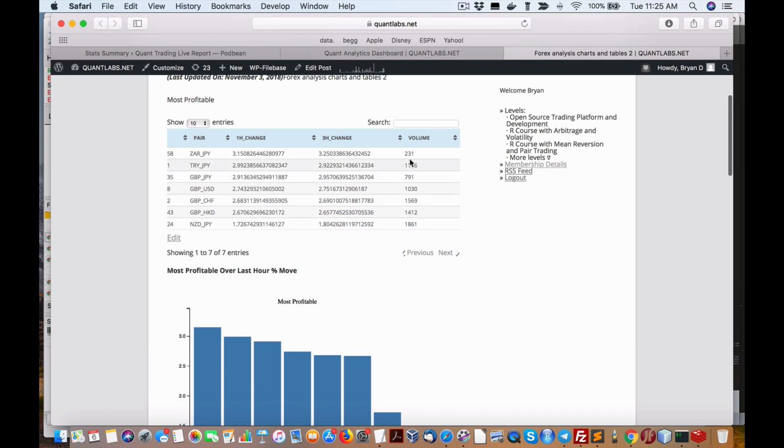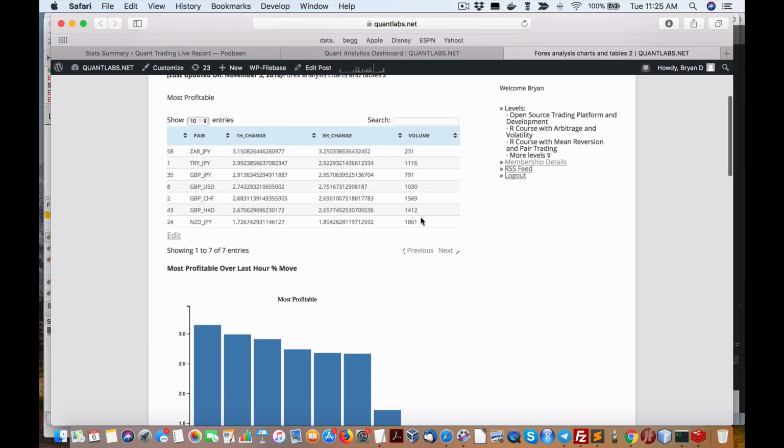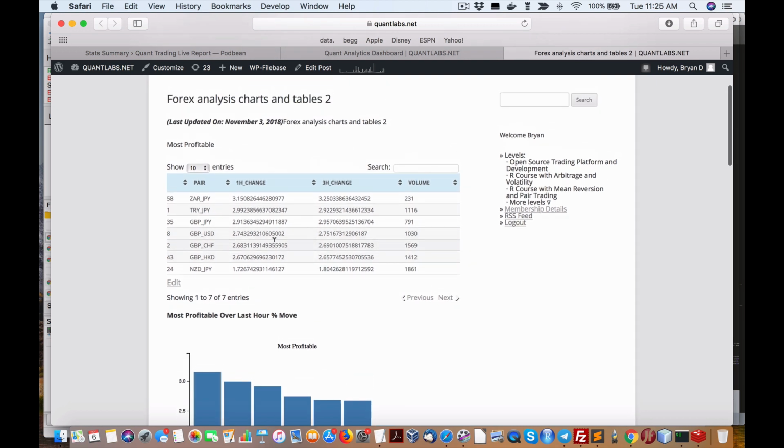But here's the problem now. The volume. Here's the volume is very low. Obviously, these three pairs are probably your better ones. For, let's say, obviously the British US dollar, 1030 with a volume, British Swiss franc at 1569, British pound against the Hong Kong dollar, 1412. Now, this is confirmed that the British pound, as they're negotiating currently at this time, the Euro Brexit, is very good news for the British pound. So the British pound's popping.